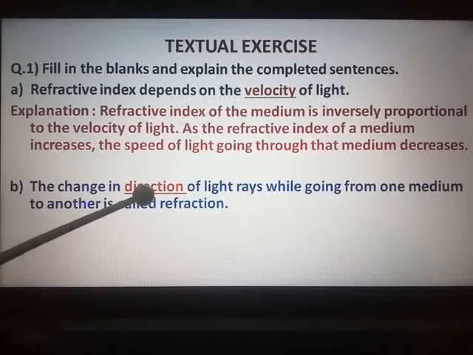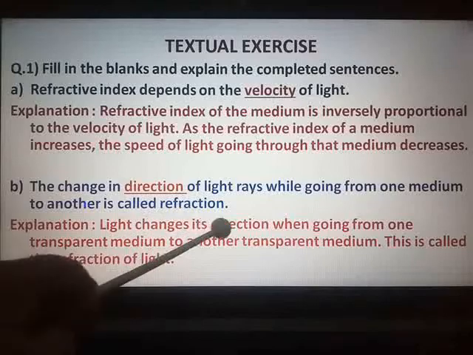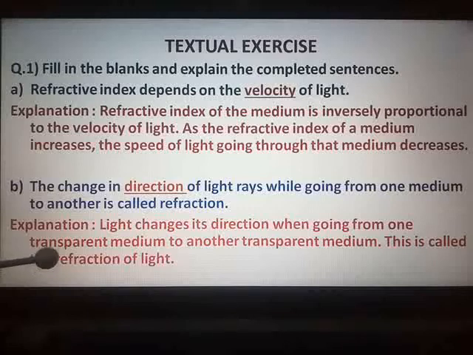So the change in direction of light rays, you can see page number 73 of your textbook, the definition which is given in bold font, bold black color, that is your answer. So in short, you can write the definition for refraction of light. Light changes its direction while going from one transparent medium to another transparent medium. This is called the refraction of light. Page number 73, bold black font, the definition of refraction is your explanation for the second fill-up. I hope all of you have followed.